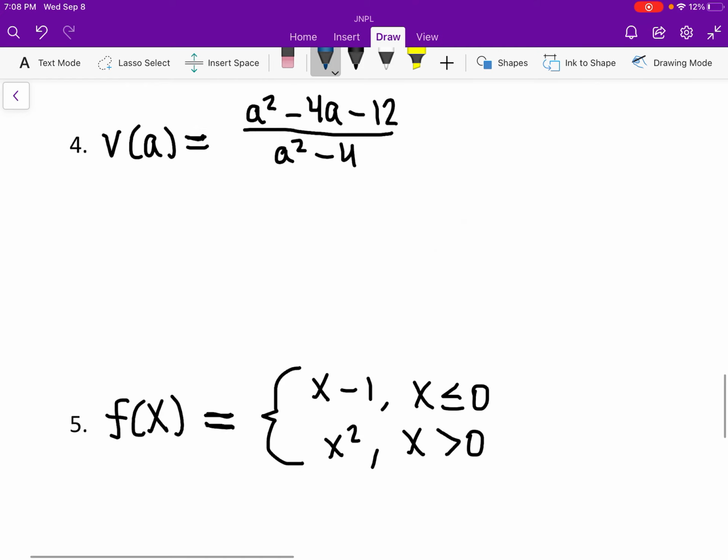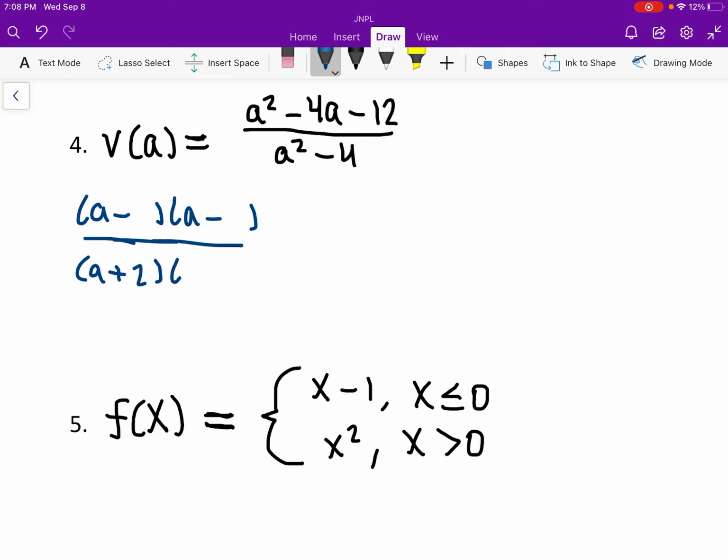Then, this one here, v of a, let's factor. I don't really like it when there's something other than x, but then again, I made this problem, so why did I do that? Okay, above, that would give us, let me think, 1 and 12, no. 2 and 6, yes.